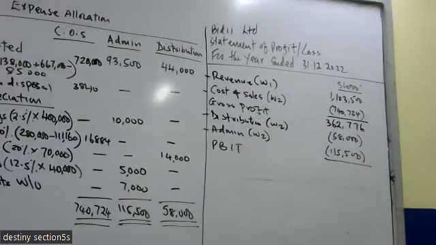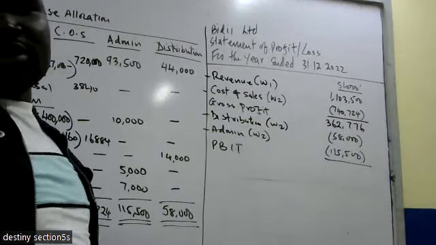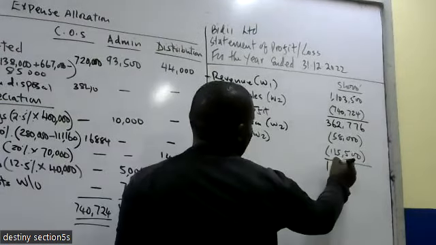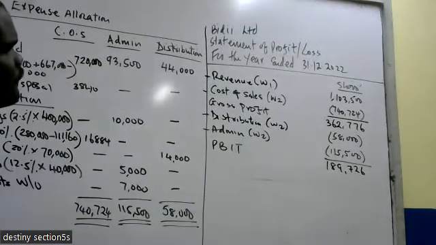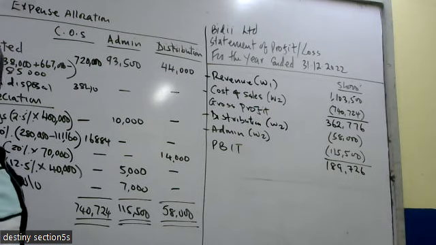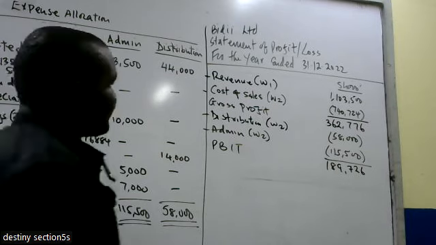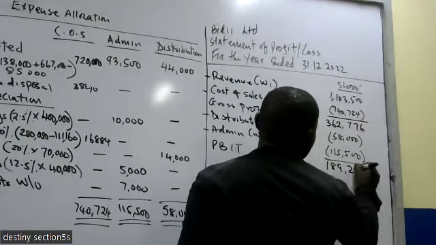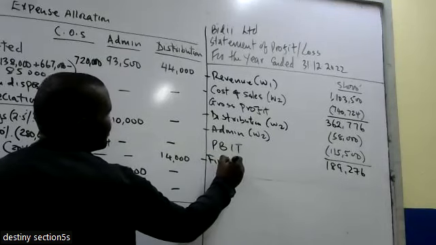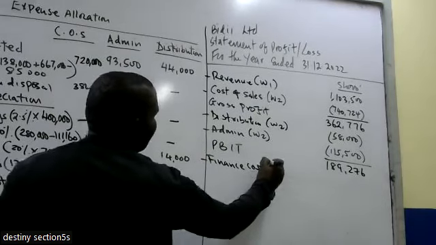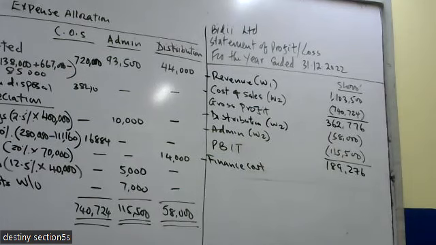How much? Thank you. 189,786. 189,726. 276. 276. 276. I bring interest. Interest here we call it finance cost. Finance cost. So check the finance cost.